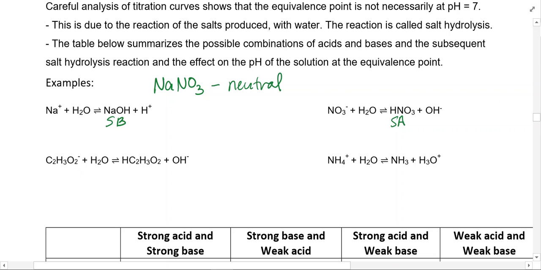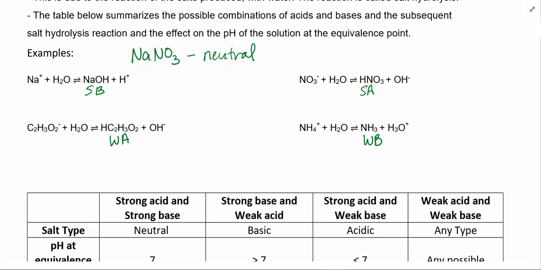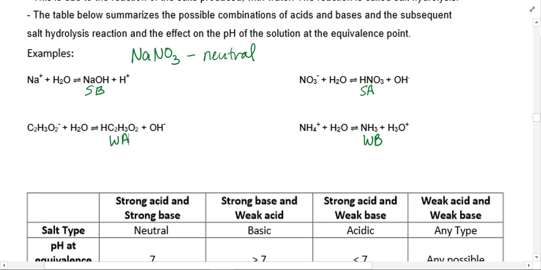So if we take a look at the next example, we have acetate. So acetate would be producing a weak acid, and ammonium would produce ammonia, which is a weak base. So both of these would result in a partially basic or partially acidic solution. Because the weak acid isn't going to fully dissociate, it's going to result in a salt that is slightly basic. So it would produce a basic salt.